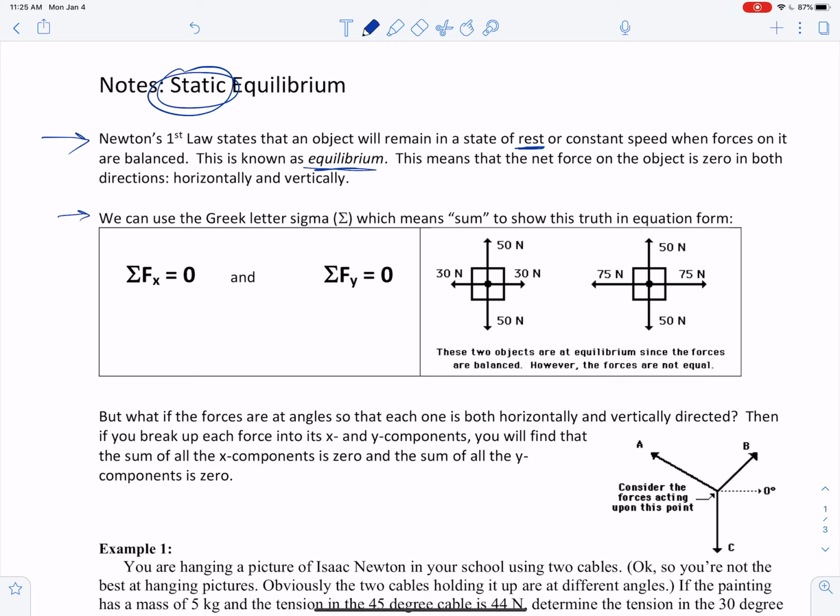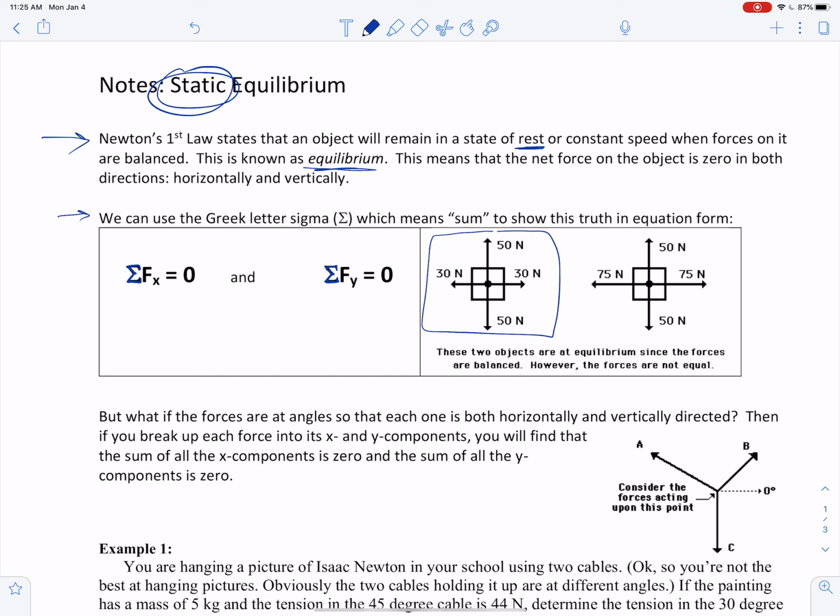Continuing along, we can use the Greek letter sigma, which means sum, to show this truth in equation form. So here's sigma. The sum of the forces in the x direction will equal zero if something is truly in static equilibrium, and the sum of the forces in the y direction will also equal zero. Here's an example.